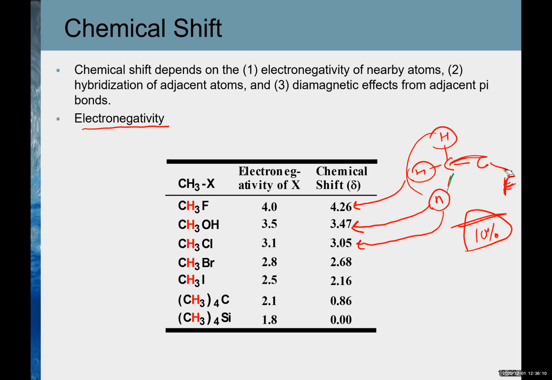The lowest electronegativity element we have is silicon, which is 1.8. That's why it's arbitrarily given zero. We call that a zero standard because that's where the maximum shielding takes place. So that's the effect of electronegativity. Any question about the effect of electronegativity? Okay.